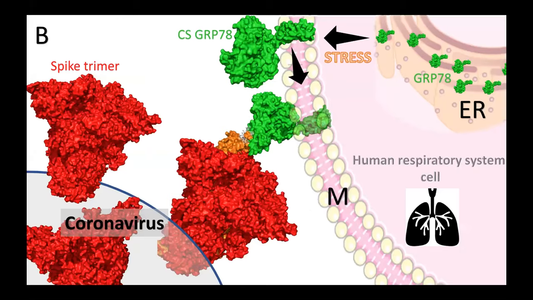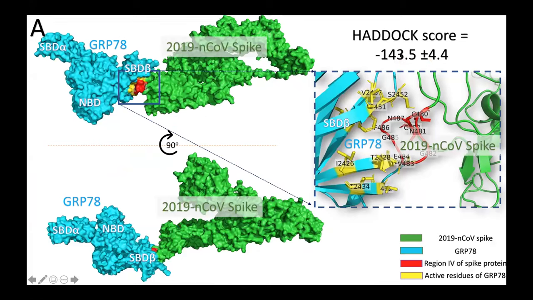Yeah, I used the HADDOCK software to predict binding mode and binding energy between the two proteins. The binding energy was like minus 143. With HADDOCK, I mean this is the HADDOCK score. Is this in kilojoules per mole or kcal per mole? This is a HADDOCK score, not kilojoules per mole. It's normalized somehow. So this is not the actual binding energy, it is just a score for the binding. Okay, I understand.